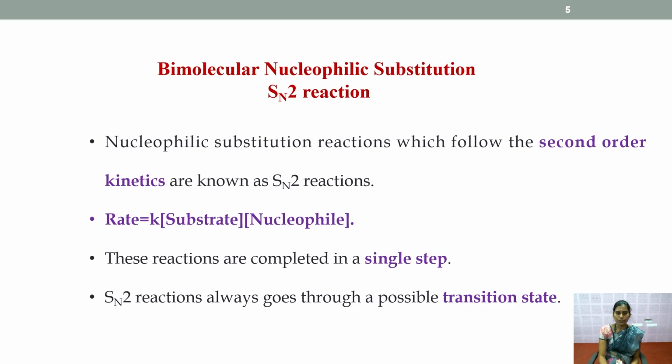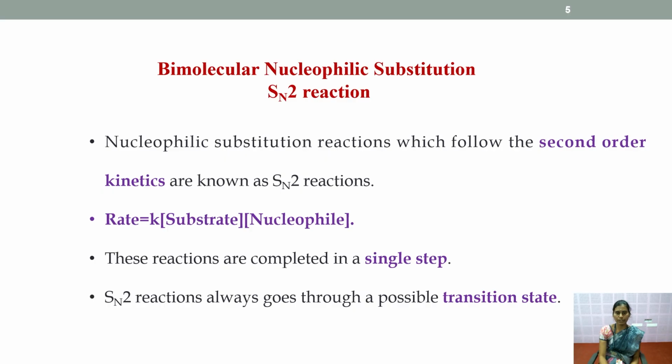The bimolecular nucleophilic substitution reaction which follows second order kinetics is known as SN2 reaction. The rate of the reaction depends upon the concentration of the substrate and the nucleophile. Here the rate equals k [substrate][nucleophile], where the square brackets represent the concentration of the substrate and the nucleophile. These reactions are completed in a single step by displacement of the leaving group by the nucleophile.